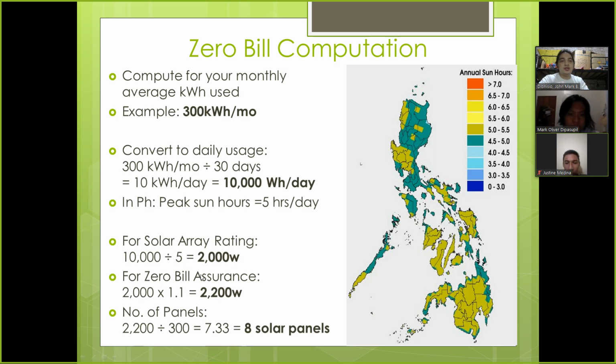Ngayon, meron pang tinatawag na zero bill insurance na imu-multiply niya yung watts natin ng 1.1. So, magiging 2,000 times 1.1, 2,200 watts. Di-divide natin siya sa number ng watts sa panel natin. So, 2,200 divided by 300 watts, magkakaroon tayo ng 7.33. Dahil wala namang 0.33 na solar panel, i-consider din natin yun na 8 solar panels. Di bale nang sobra, wag lang kukulangin.